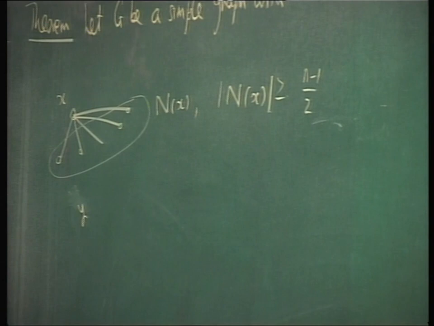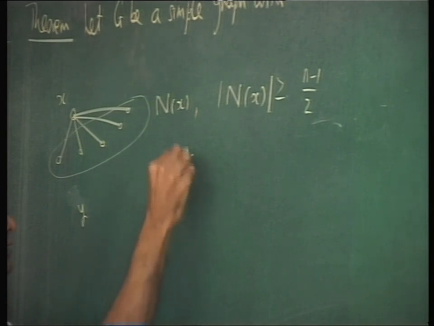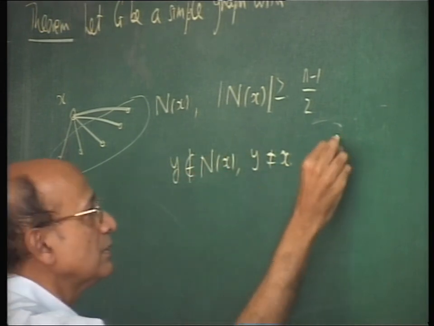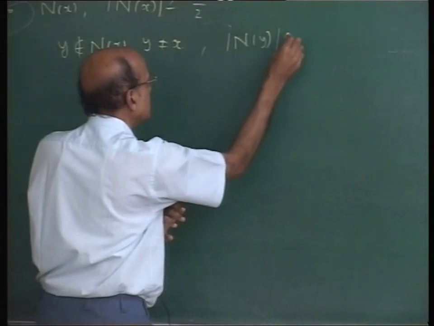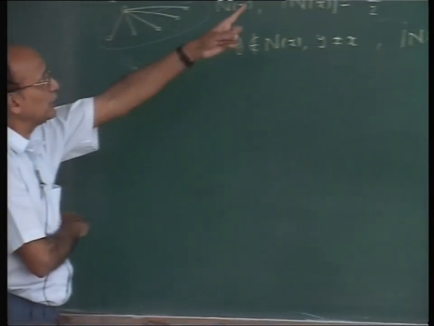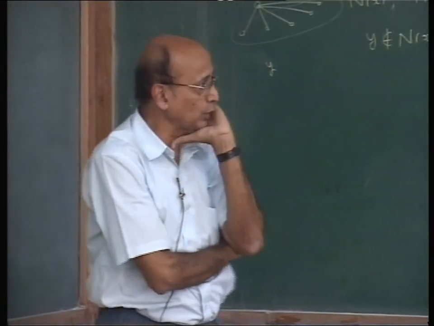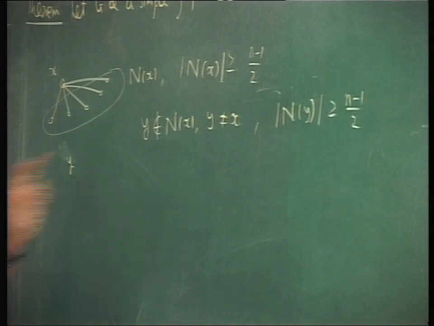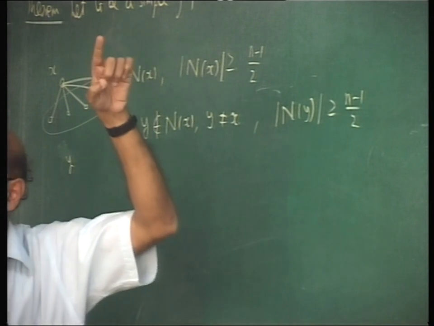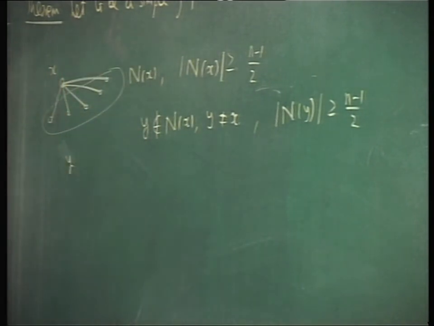So take a vertex y which is not in the neighborhood, y not equal to x. Then y will have its own neighborhood. Why is that? Because the minimum degree is at least n minus 1 over 2. So if you add these up, then you get the number n minus 1 plus x plus y also. That makes a total of n plus 1 vertices, which is a contradiction.